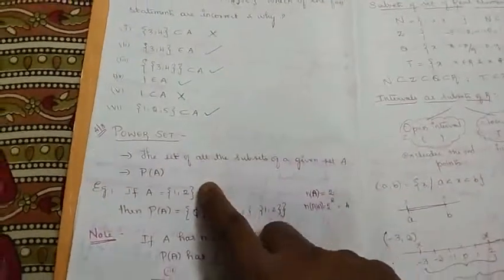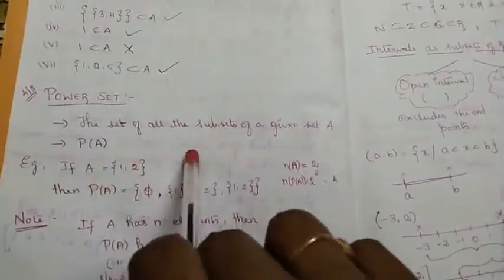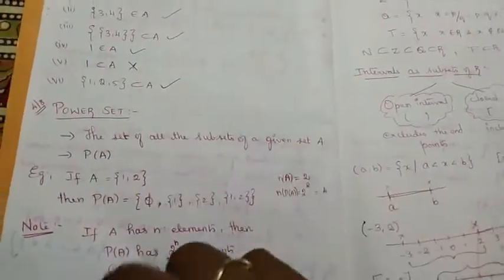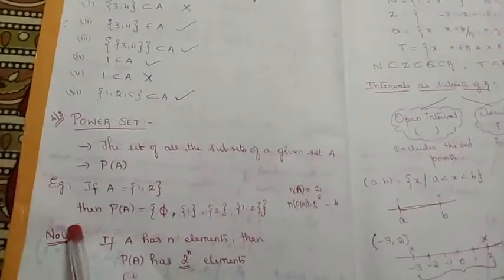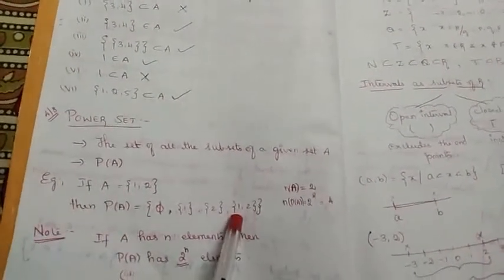Then another important concept is power set. What is meant by power set? The set of all the subsets of a given set. How will you start listing out all the subsets of a set? You have to start with the empty set and end with the original set.